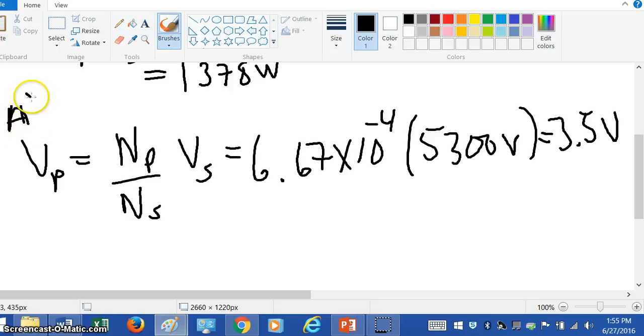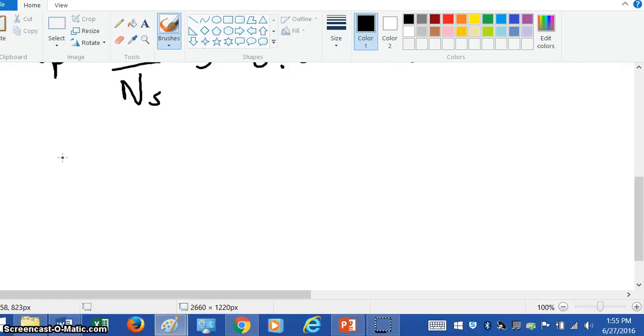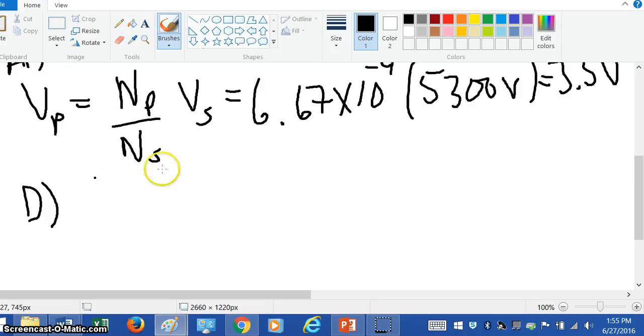We can actually now answer part B, but before we do that, let's actually answer part D, which is it a step up or step down transformer? So part D, and so let's take a look at it. The voltage in the primary is 3.5, right? But the voltage in the secondary was 5,300. So we know that the voltage in the secondary is far greater than the voltage in the primary. It doesn't have to be far greater, it just has to be greater.